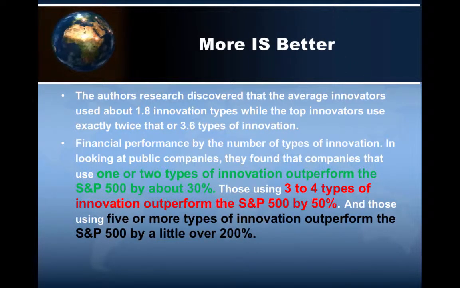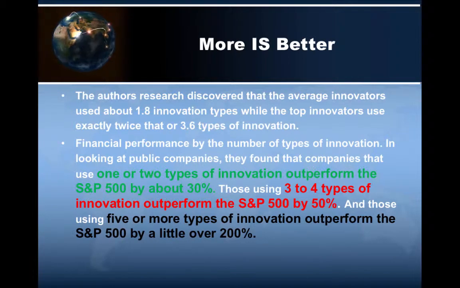The authors also discovered that using more types of innovation is indeed better. The authors' research discovered that average innovators used about 1.8 innovation types, while the top innovators were using exactly twice that, or 3.6 types of innovation.